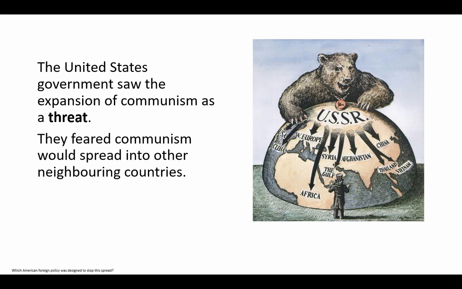Right, so the United States did not like that, right? The United States saw the expansion of communism as a threat, right? So here you see a picture. This is a picture that's also in your partial notes. The idea is that if the USSR is communist, and if they spread communism into Western Europe, well, then they're also going to spread communism into the Middle East and throughout Eastern Asia, into Africa.